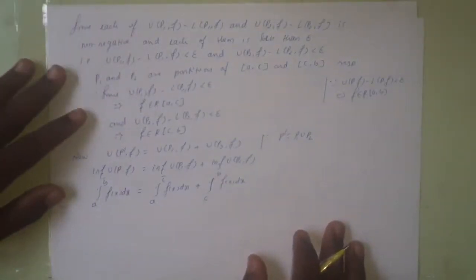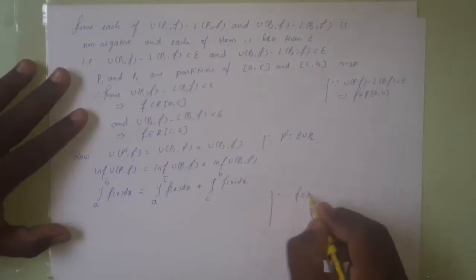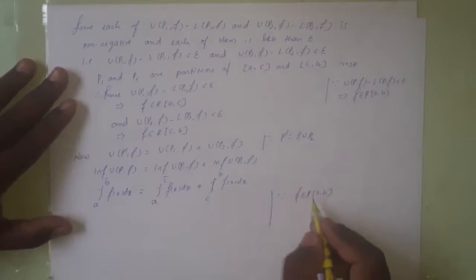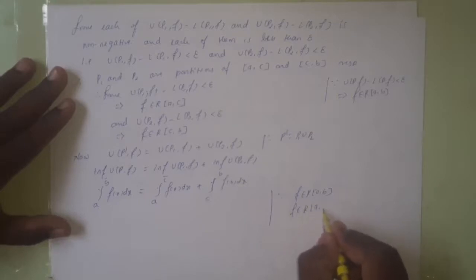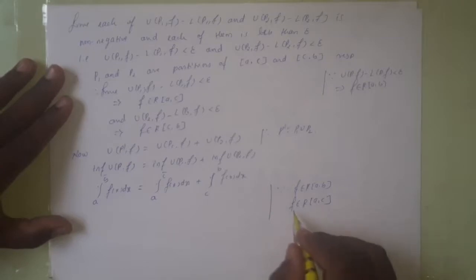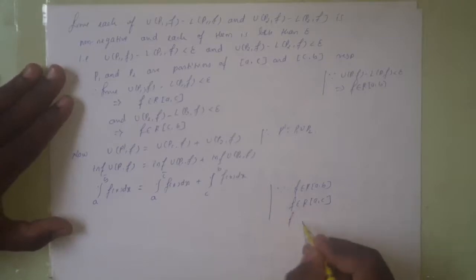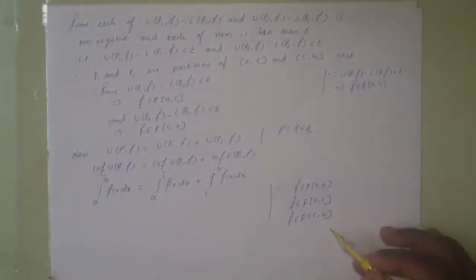Now, we know that f belongs to R of closed interval AB, means f is Riemann integrable on the closed interval AB, and also we have proved that f belongs to R of closed interval AC, means on the closed interval AC f is Riemann integrable, and one more point is f belongs to R of closed interval CB. So, means on all these three intervals f is Riemann integrable.